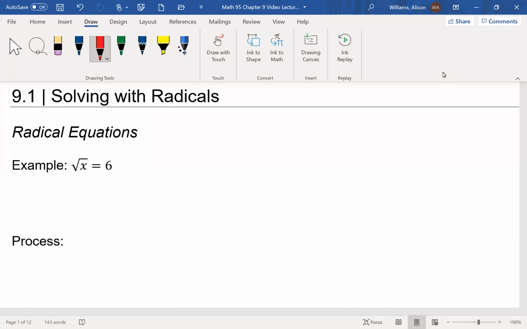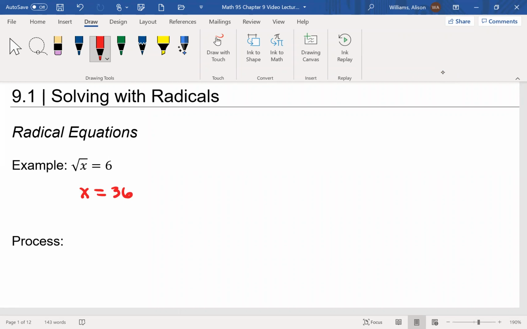In this video, we're going to solve radical equations. So let's look at this first example here. The square root of x equals 6. Now, I could probably just figure out what x is, right? What number do I need to take the square root of so that I get 6? Most of us probably recognize that the answer is 36. So if I take the square root of 36, I'm going to get 6.